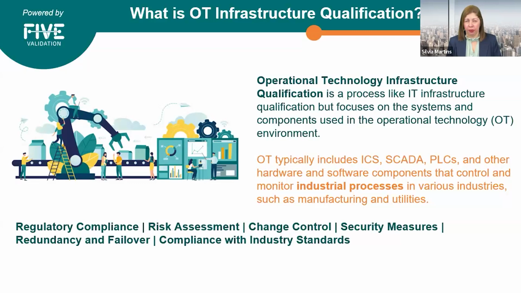Redundancy and failover. Qualification may involve testing redundancy and failover mechanisms in OT infrastructure to ensure that critical industrial processes continue to operate even in the event of hardware or software failures. Compliance with industry standards. Different industries may have specific standards and guidelines for OT infrastructure qualification. These standards, such as those published by organizations like ISA, the International Society of Automation, provide best practices for ensuring the reliability and safety of industrial processes.